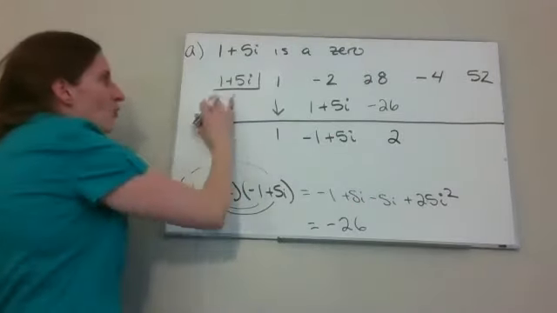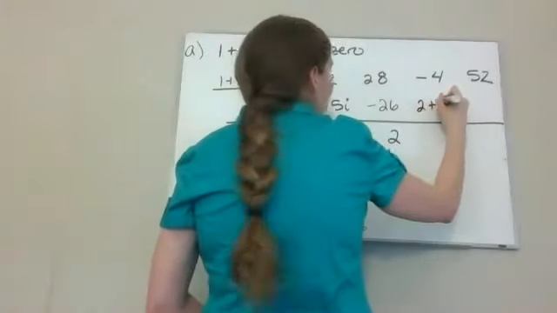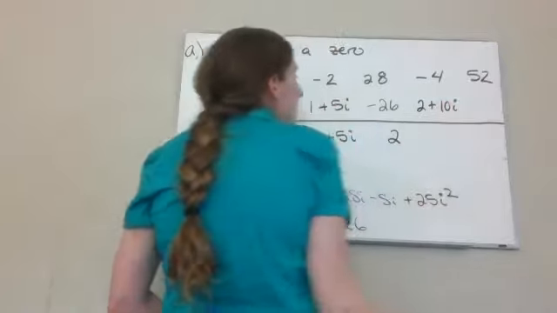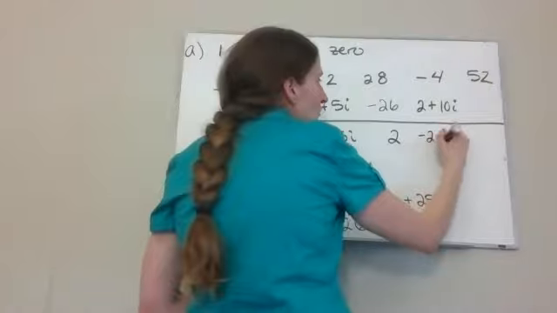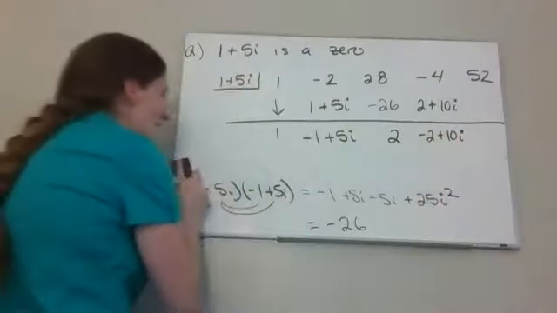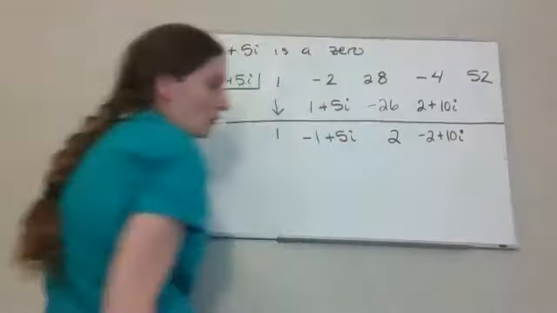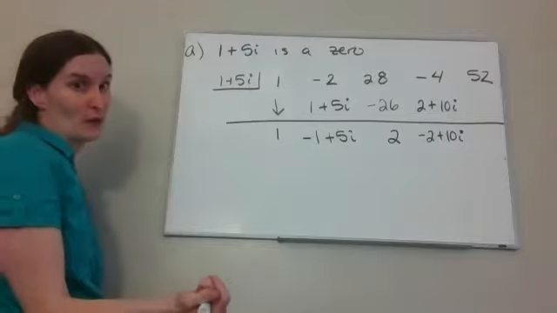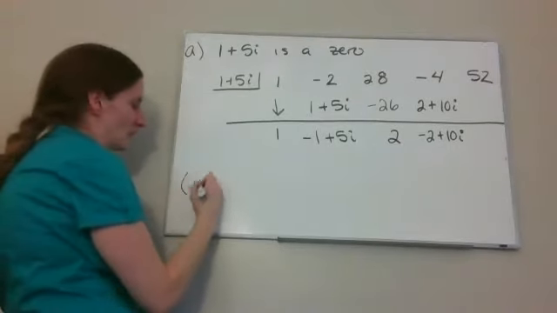2 times 1 plus 5i is 2 plus 10i. When I add those columns together, I get negative 2 plus 10i. And now I have to do that multiplication. I know the final result should be 0 because I was told this is a 0, but we should still double check to make sure we did the rest correct.